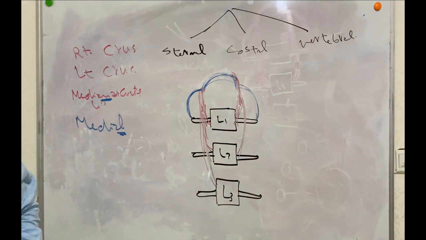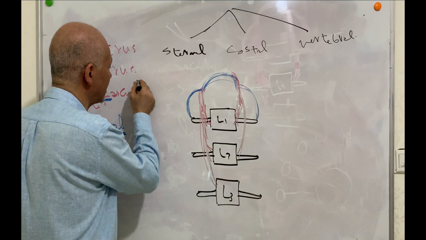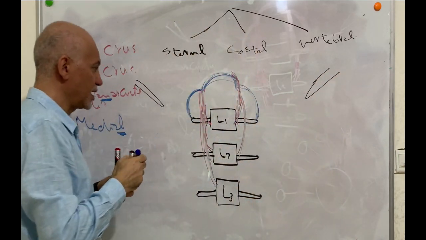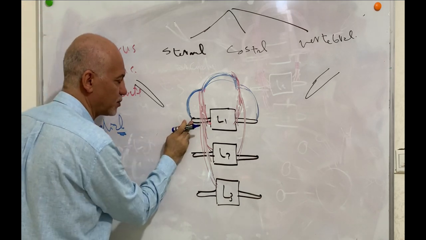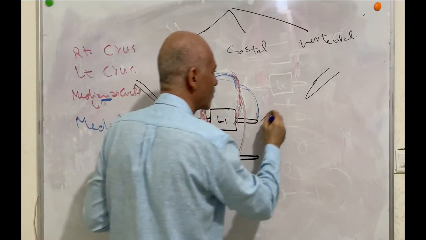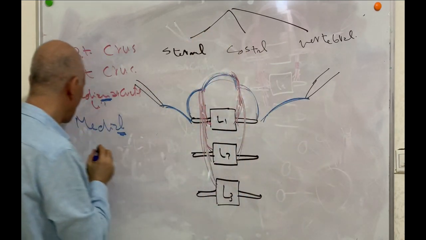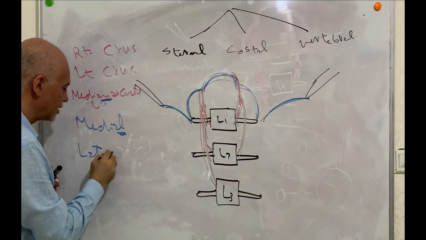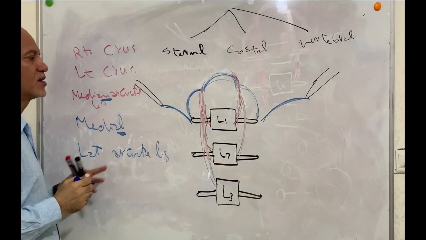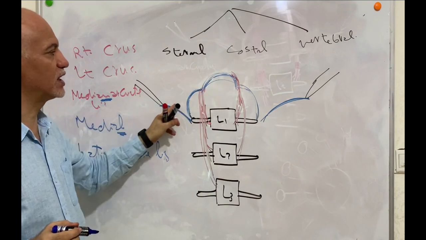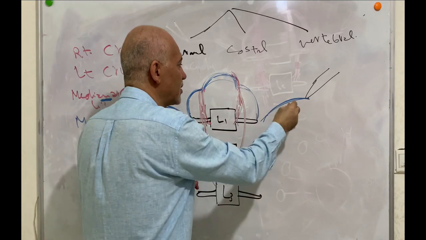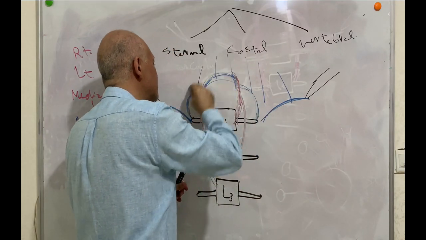Third, the arcuate ligament. Suppose this is the last rib. Other tendinous fibers between the tip of the transverse process of the first lumbar vertebra and the last rib are called the lateral arcuate ligament. Median, medial, and lateral. These structures give the fibers that enter the diaphragm.